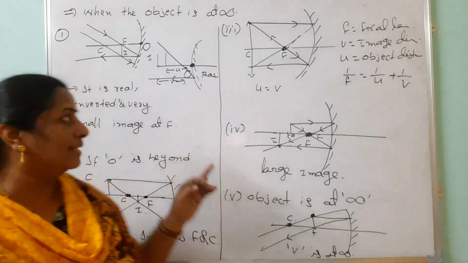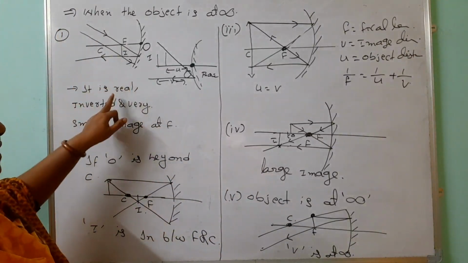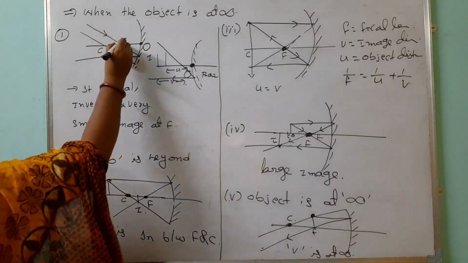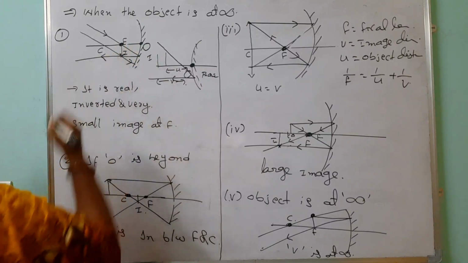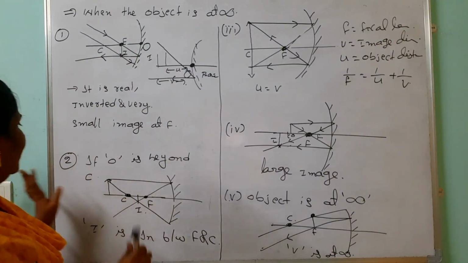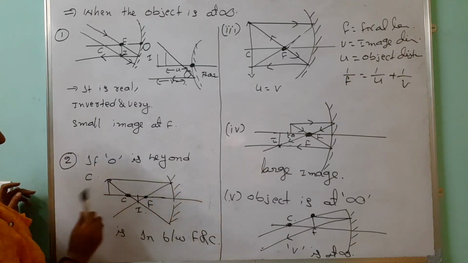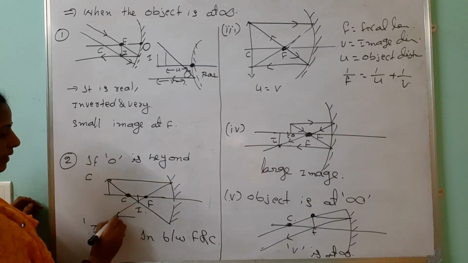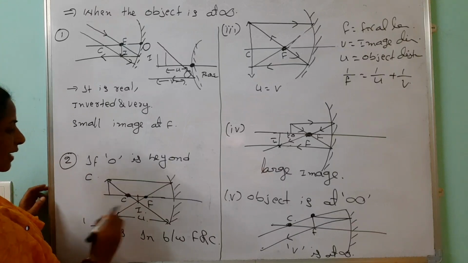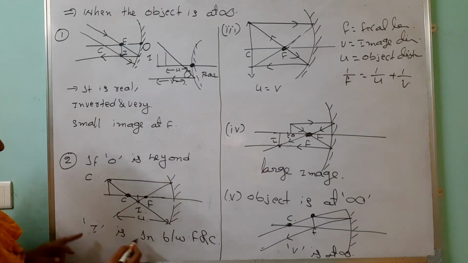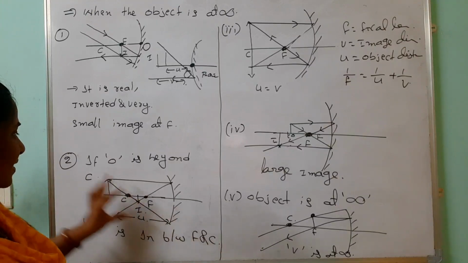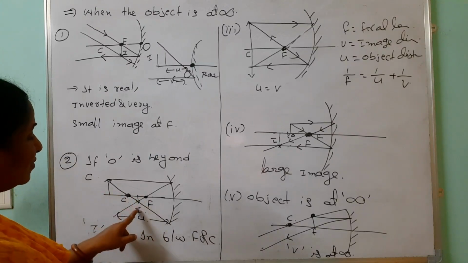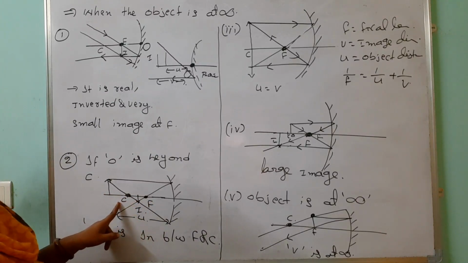These are the rules here. Whenever the object is at infinity, we can observe the real, inverted, and very small image at the focal point. Here we should observe the image like this. Second case, if the object is beyond the center of curvature, this is the object, and from here to here is the object distance u. Here we can observe this image, so the image is in between the focal length and the center of curvature. You are standing here, your friend is standing here beyond the center of curvature, but that friend's image we should observe in between the focal length and the center of curvature.